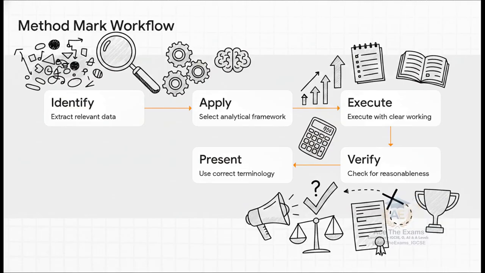Step 1. Identify the key elements from the stimulus materials. Deconstruct the prompt like a contract. Step 2. Apply the relevant principles. Select the absolute correct analytical framework for the job. Step 3. Execute the analysis. Now, this requires crystal clear working. You must show the steps of your logic transparently, leaving a perfect, unquestionable audit trail for the examiner to follow.